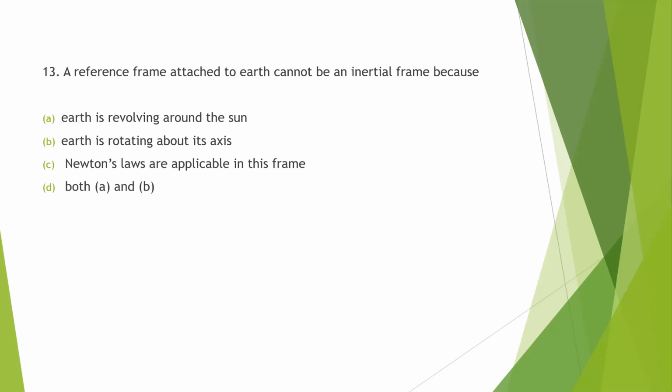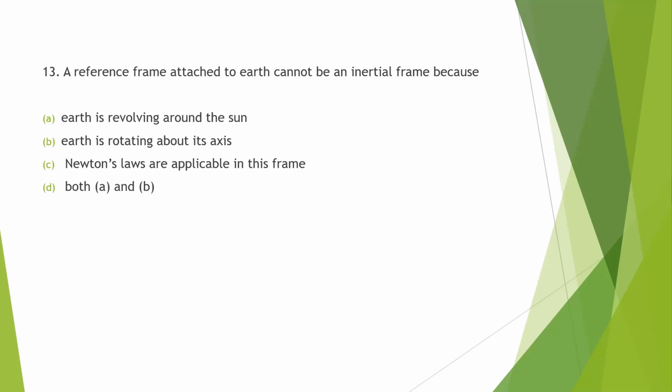Why? See, option A, that is, Earth is revolving around the sun. Earth is rotating about its axis. Newton's laws are applicable in this frame. Option D, both A and B. See here, in case of an inertial frame, a frame attached to Earth cannot be an inertial frame because, why? Because Newton's laws are applicable in this frame and Earth is rotating about its axis. So here both the options are correct. Therefore, option D, that is both A and B, is the correct option.